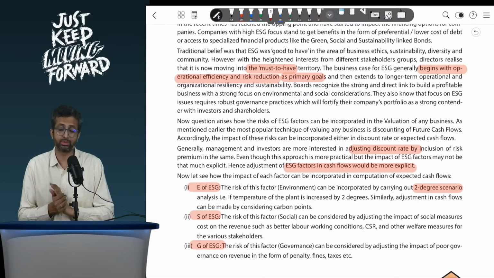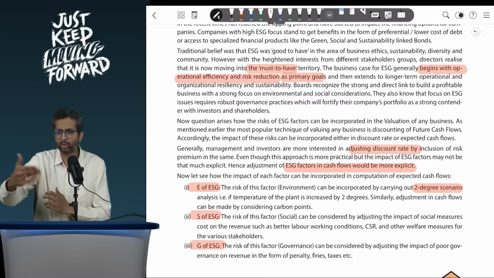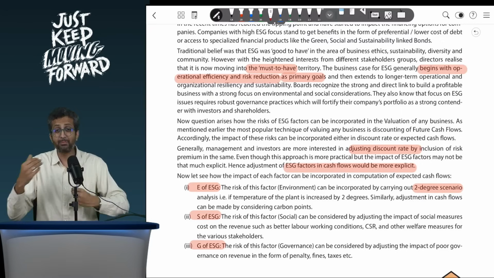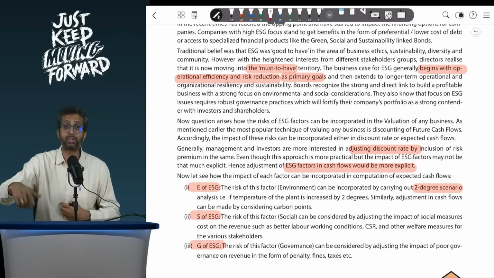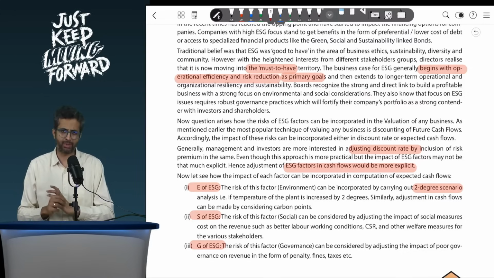Or another possibility is to adjust the cash flows. How will we adjust cash flows? We have given an example over here. We have built up a numerical example, considering the impact that ESG actions of a company might have on their free cash flows. Theoretically, it is preferred if you do a cash flow based impact for the ESG.